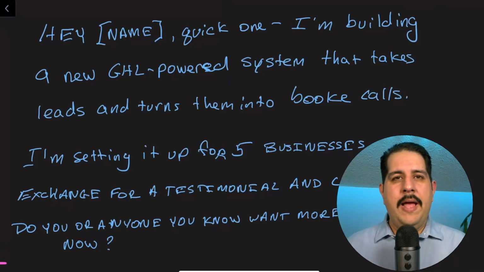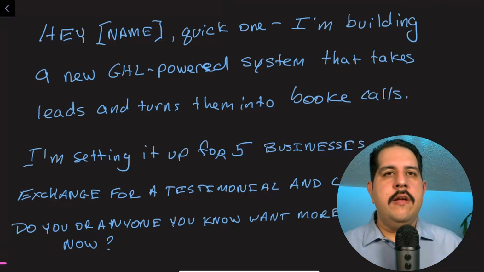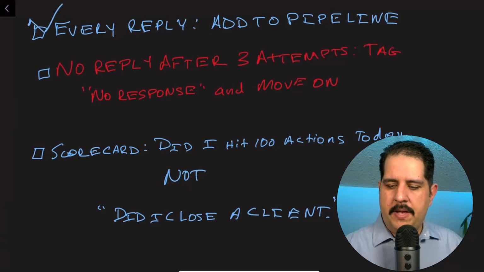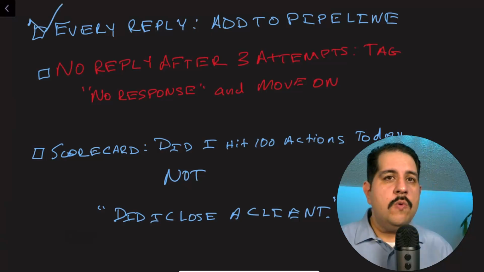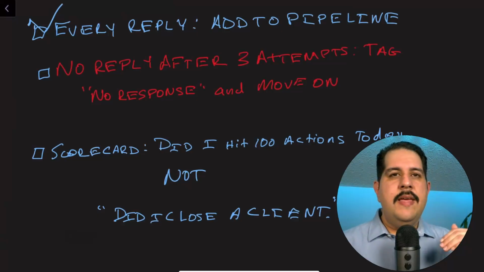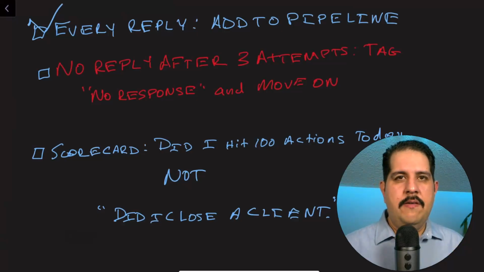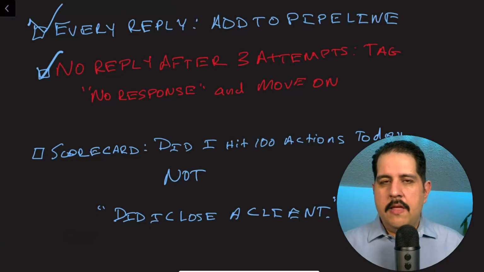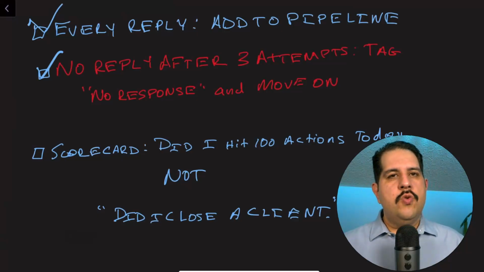Then what happens next? Well, you log it all in HighLevel. You see every reply you add to the pipeline. If they don't reply after 3 touches, that's 3 times reaching out to them, then simply tag your contact in HighLevel as not responsive and move on. Okay. Then from there, you track your scorecard.